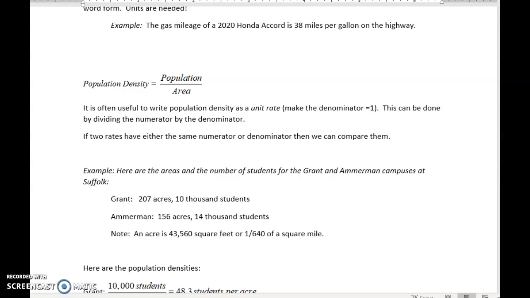The area can be measured in lots of different ways. If we're talking about a city or a state or a country, we might think about area in terms of square miles or square kilometers. If we're talking about a smaller region, we might think about acres or square feet.